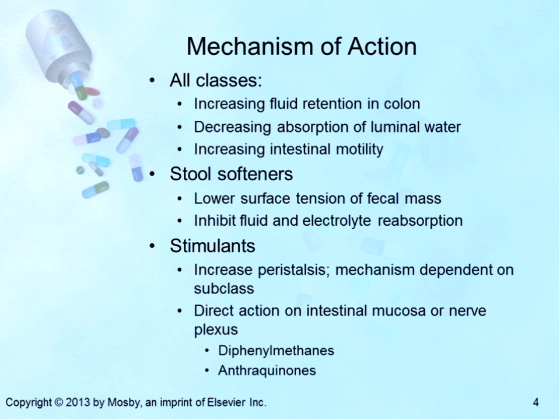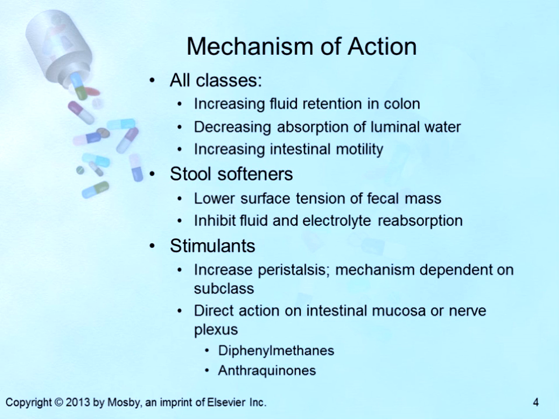Stimulants or irritant laxatives increase peristalsis via several mechanisms. Depending on the subclass, stimulants have a direct action on intestinal mucosa or on the nerve plexus. Bisacodyl stimulates sensory nerves in the intestinal mucosa and increases intestinal chloride secretion. Anthraquinone derivatives such as cascara, senna, and casanthranol primarily stimulate the colonic intramural nerve plexus.